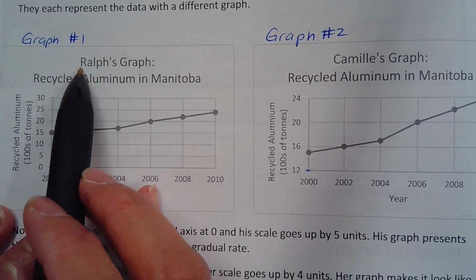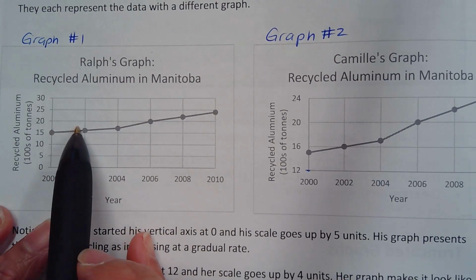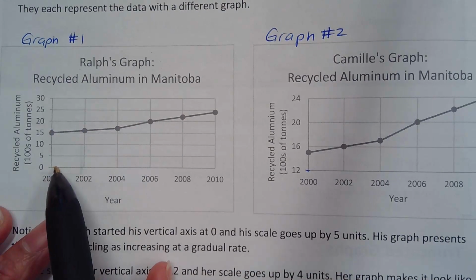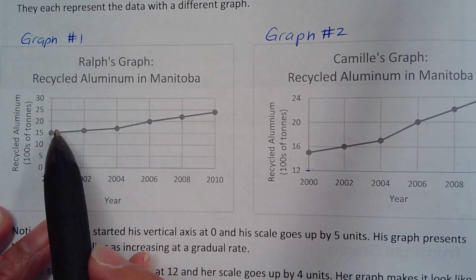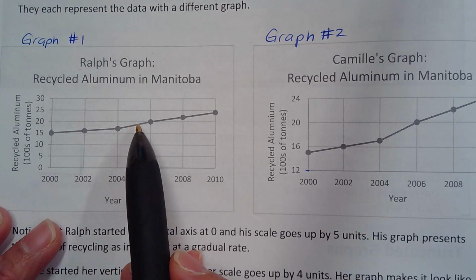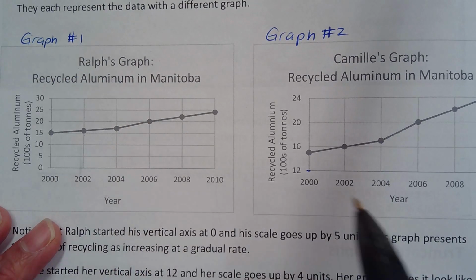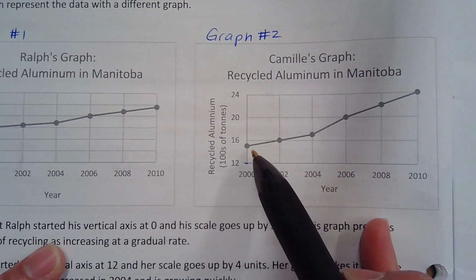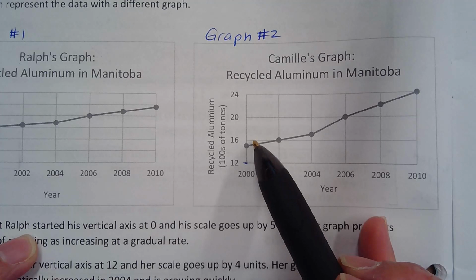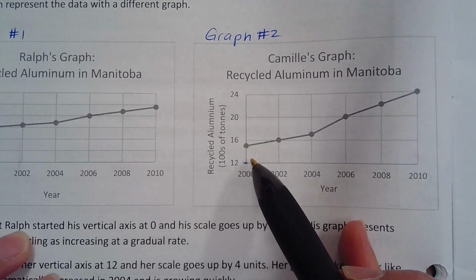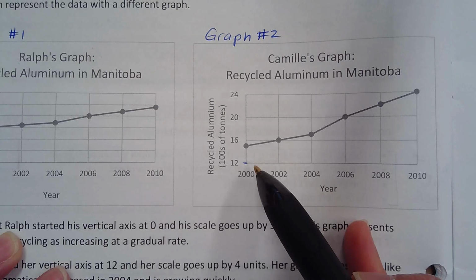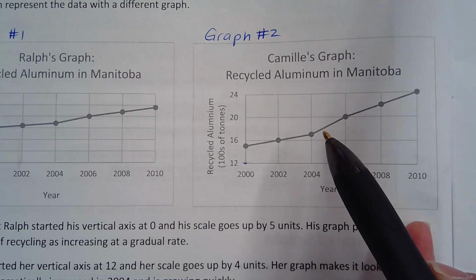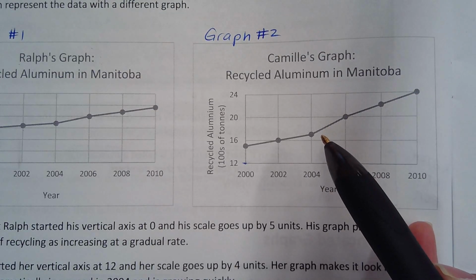This is Ralph's graph. This is how much aluminum is recycled in Manitoba. So as you can see, it looks like quite a steady increase, right? And then over here, because they don't start at 0 and you just focus on from 12 to 24, what does that look like to us? Yeah, it's very steep, right? It looks like there's a drastic change.